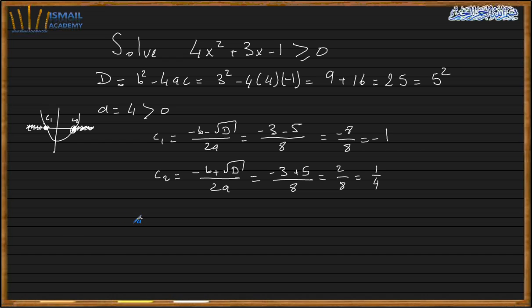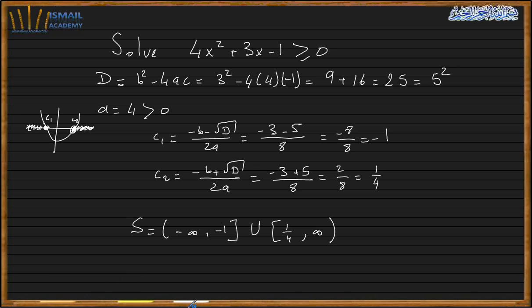So now my solution is everything outside here. So it's going to be minus infinity to minus 1, and I include it because this can be 0, union 1/4 to infinity. So this is my solution for that type of inequality.